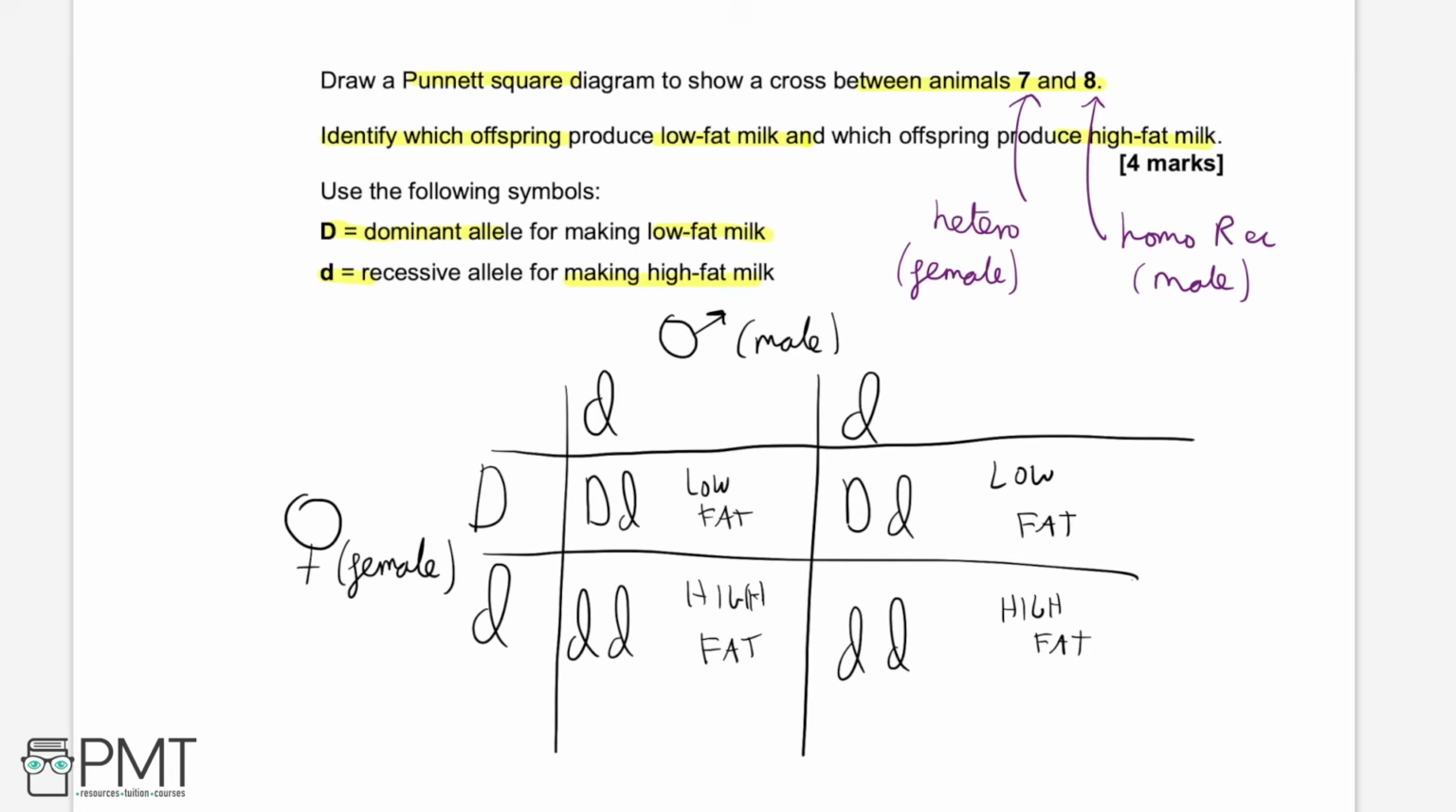There are 4 marks available, so let's look at how they are awarded. You get 1 mark each respectively for correctly identifying the male and female genotypes of the parents, and then you get a further mark for identifying correct genotypes in each of the offspring, and then for identifying the correct phenotypes.